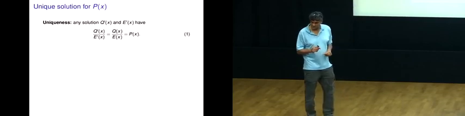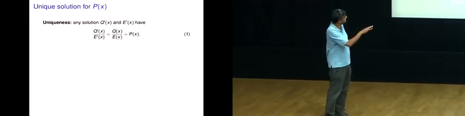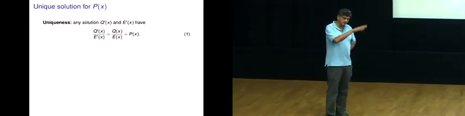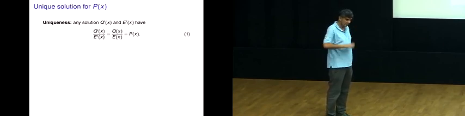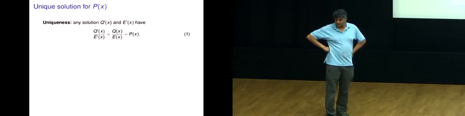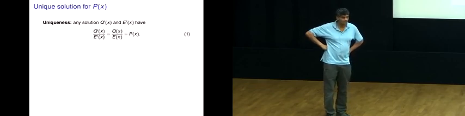That's what I want to say. Because I didn't just try to compute q of x and e of x. There could be many that satisfy the equations. But when I divide, I better only get back my original polynomial. Okay?